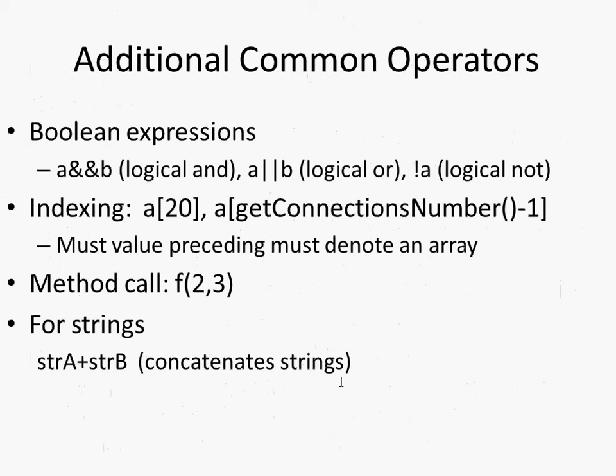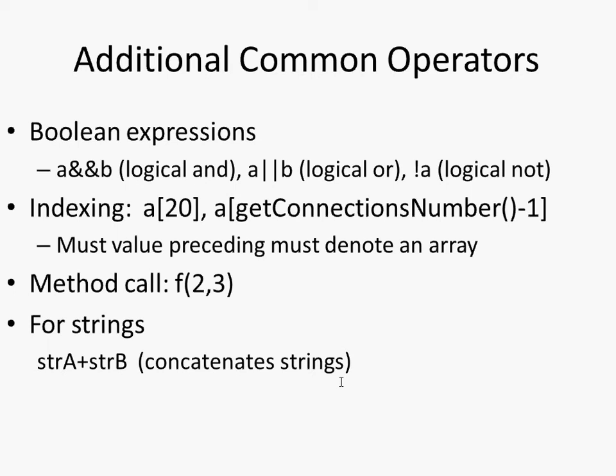Here's some additional ones: A and B. You'll see this occasionally, where you'll see A, this sort of bar, B. This is a logical and. In other words, if A is some condition, x is greater than 0, and maybe B is another condition, maybe it's x is less than 10, then this is only true if x is in the range from 0 to 10.